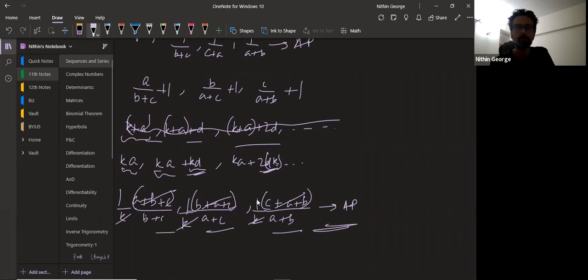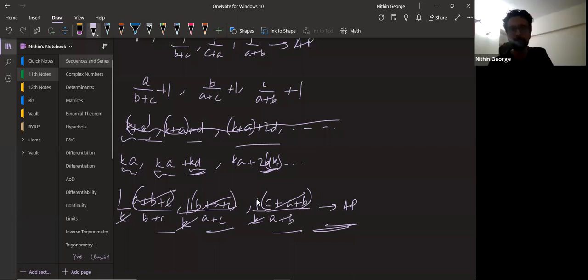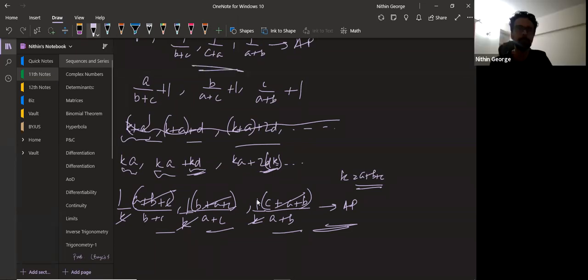So, how did you cancel the k? I took k as a plus b plus c. That's the idea. That is the constant I took and divided this entire thing by. When I added 1, I got a common numerator, a plus b plus c. So if I cancel that out, I'm sorted, right? Because I'm looking for 1 by (b plus c), 1 by (c plus a), and 1 by (a plus b). Yes, sir, got it.